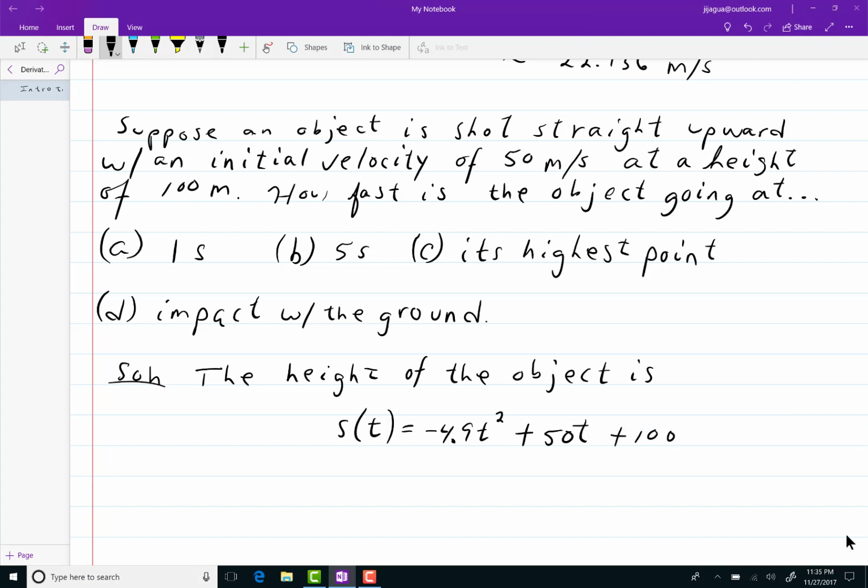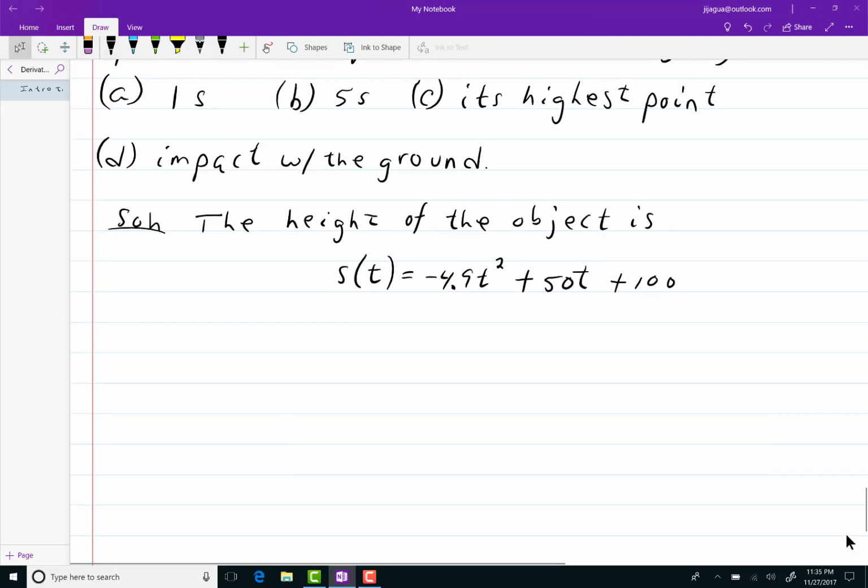In another way, suppose if it were shot downward, then the middle term, this 50t, would be negative 50t. And if it were somehow shot from below Earth level, this 100 would be a negative. Anyways, let me get a formula for the velocity.